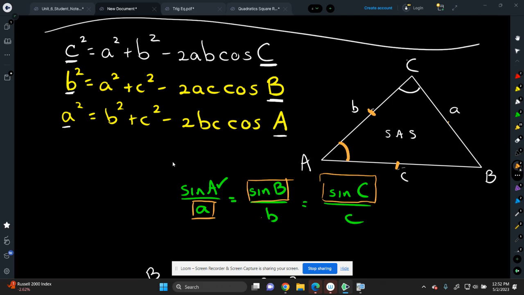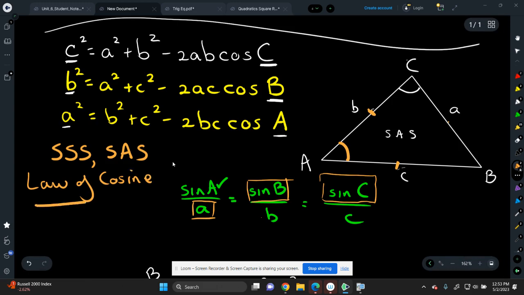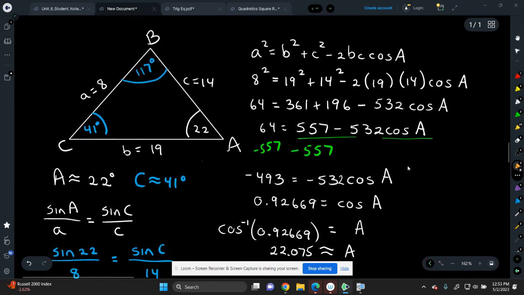The law of cosine is usually used for sides, and side, angle, side. Okay, here's the first example that we did.